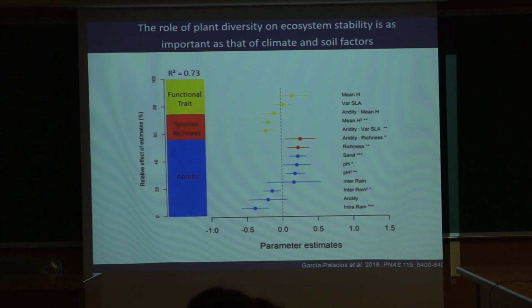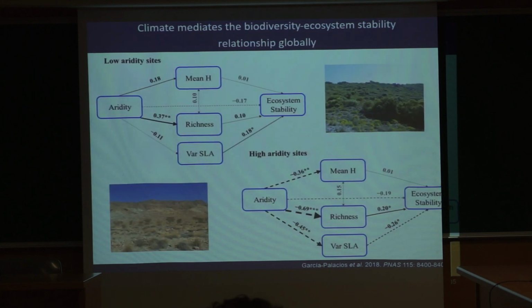Of course, remember, we are in the drylands. Things like aridity and soil features are important predictors of the variability. But again, species richness and functional diversity came up as important predictors. And in this case, we found an interesting interaction between aridity and richness. We explored this interaction further and looked at how things change between sites with higher aridity conditions and sites with lower aridity conditions, and for doing this we use structural equation modeling.